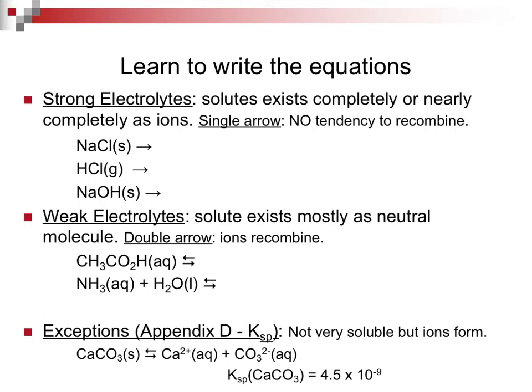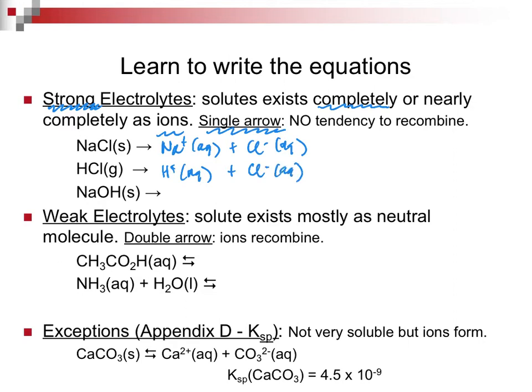There are two types of electrolytes. One of them is strong, and strong, it will exist completely or nearly completely as ions. We always use a single arrow. So I would complete this equation, and if we had paper quizzes, so would you on a quiz, Na plus and Cl minus. HCl gas would make H plus aqueous and Cl minus aqueous. Something like a base, sodium hydroxide, would make Na plus and OH minus aqueous. To be memorized, to be understood, to be used as we work our way through Gen Chem.